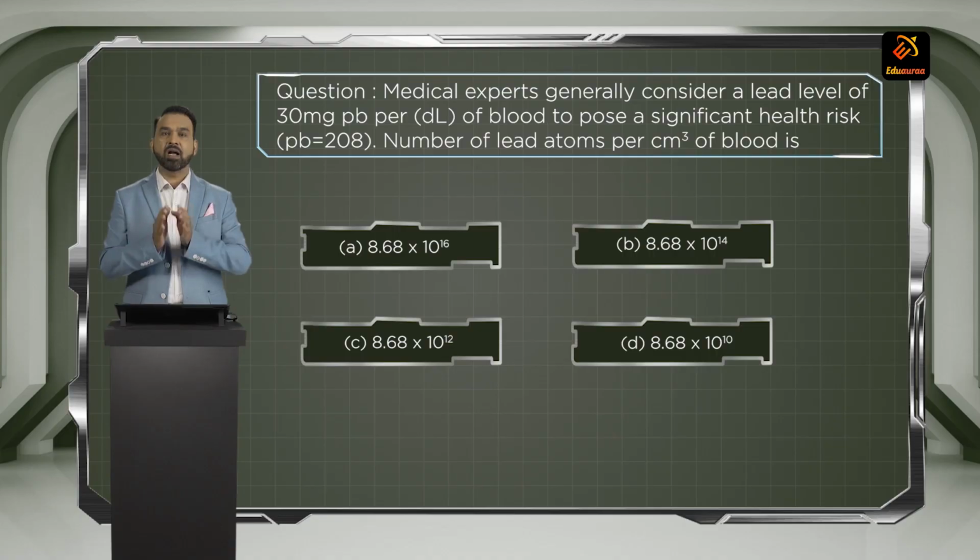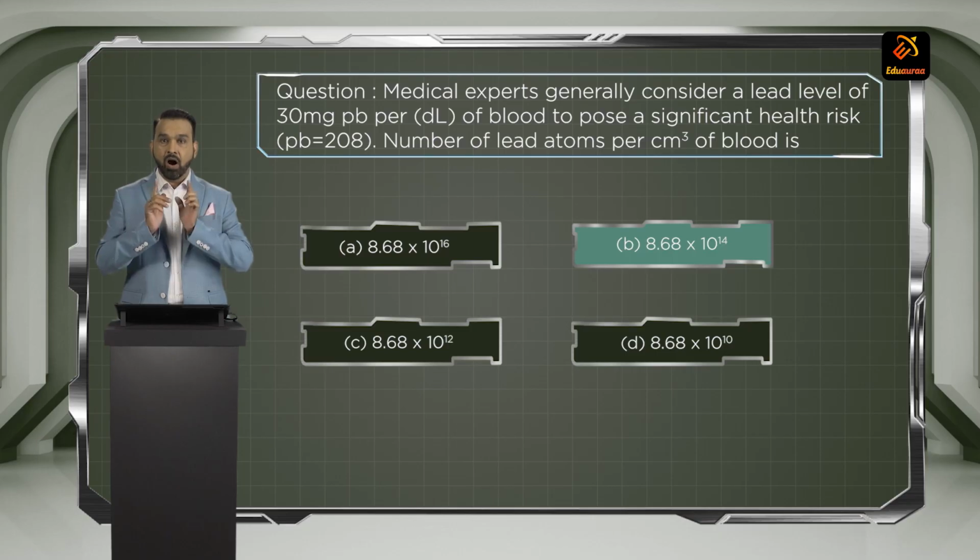Number of moles multiplied by Avogadro's number will be for 0.1 liter, which is nothing but 100 centimeter cube. Divide by 100 to get the answer per centimeter cube. For per centimeter cube, it should come as 8.68 × 10^14 atoms. So the number of lead atoms per centimeter cube of blood has to be determined using the mole concept relation. Moving to the next question.